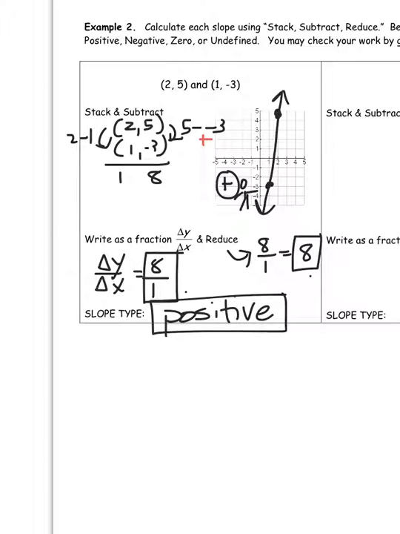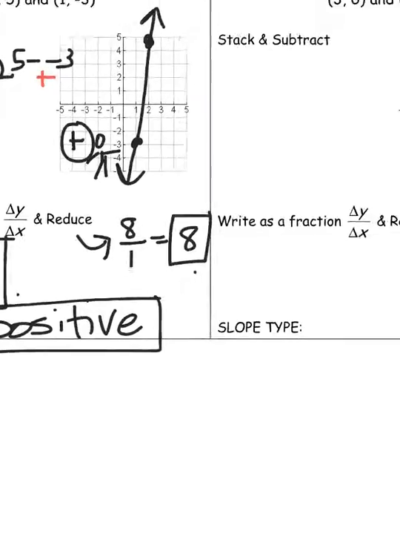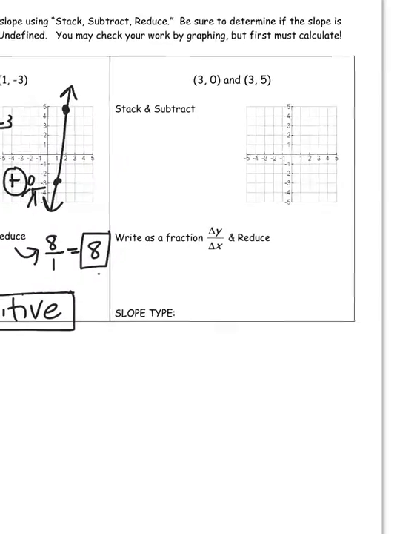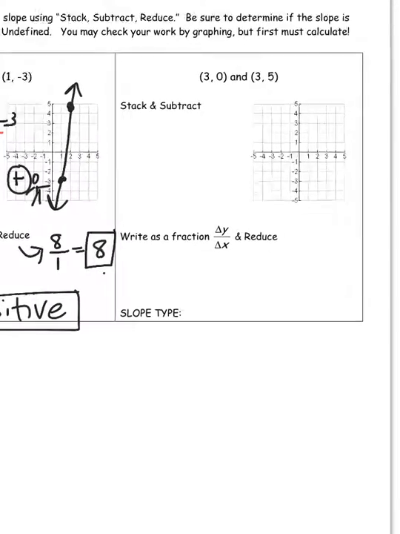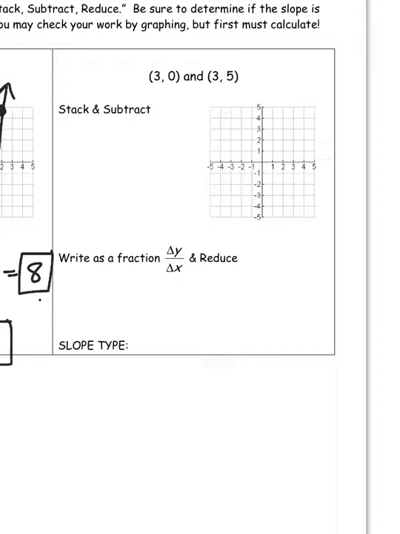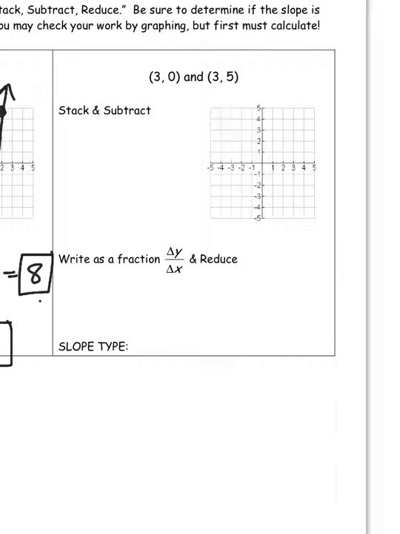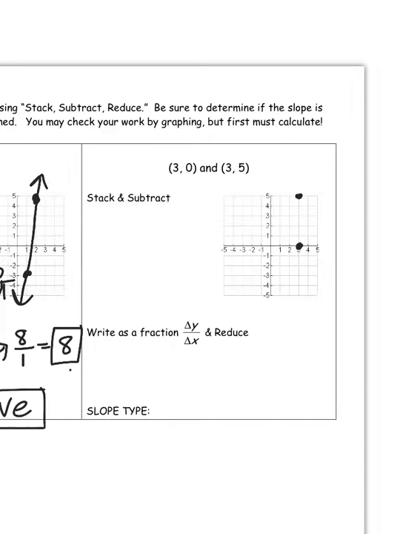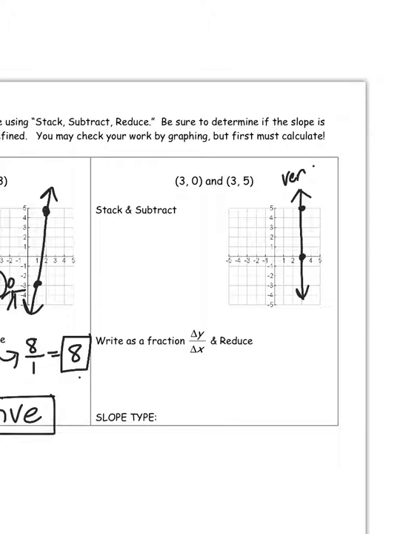Alright, our next example, we're going to do a different 2 points, 3, 0, and 3, 5. So let me plot 3, 0, and 3, 5, and connect them. Oops. Alright, and you guys notice that this is a vertical line. Remember, if you were a person, this is impossible to walk up and down. Let's stack and subtract and see what happens.